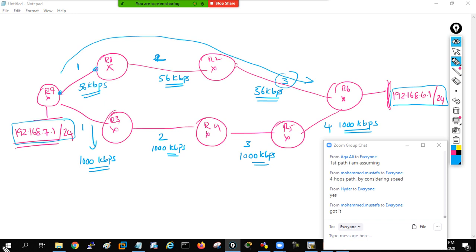So it's saying that for router 7 to reach network 6, my best path is to go via router 1. Why? My hop count is 3 only. It's a lower hop count. But if I go via R3, my hop count is 4, because it will never see the bandwidth. This is the nature of the RIP protocol.